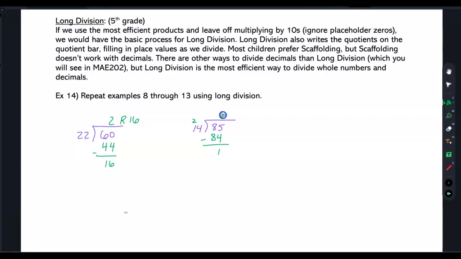So that one, I know that I picked correctly because 84 is smaller than 85 and 1 is smaller than 14, right? So we're comparing this number, the 84, to the dividend, and we're comparing this number, the remainder, to the divisor, right? And so in this case, my answer would be 6 with a remainder of 1.